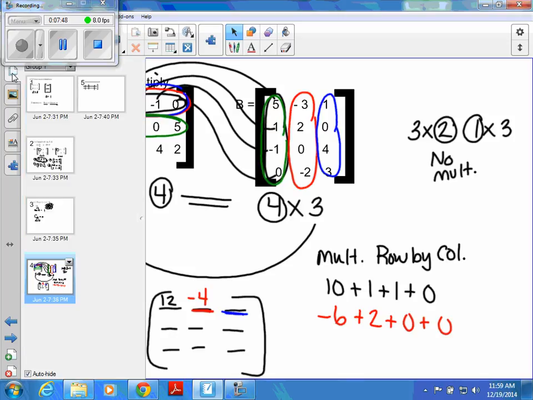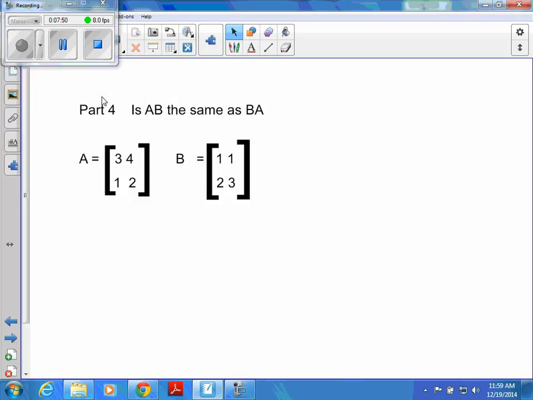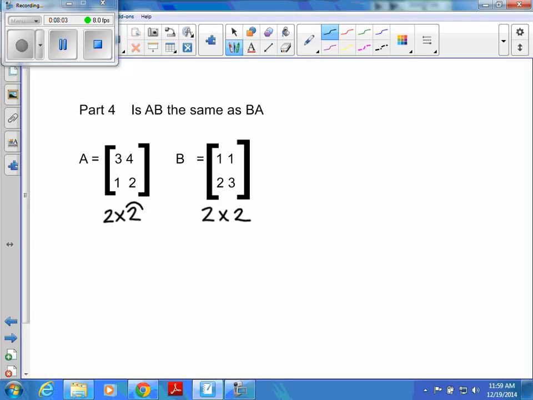Last part, is AB the same as BA? If you multiplied AB together, would you get the same as BA? Well, let's check it. This is a 2 by 2 matrix, and this is a 2 by 2 matrix. These need to be equal. Are they equal? Yes. And what do you make? You make a 2 by 2 matrix.